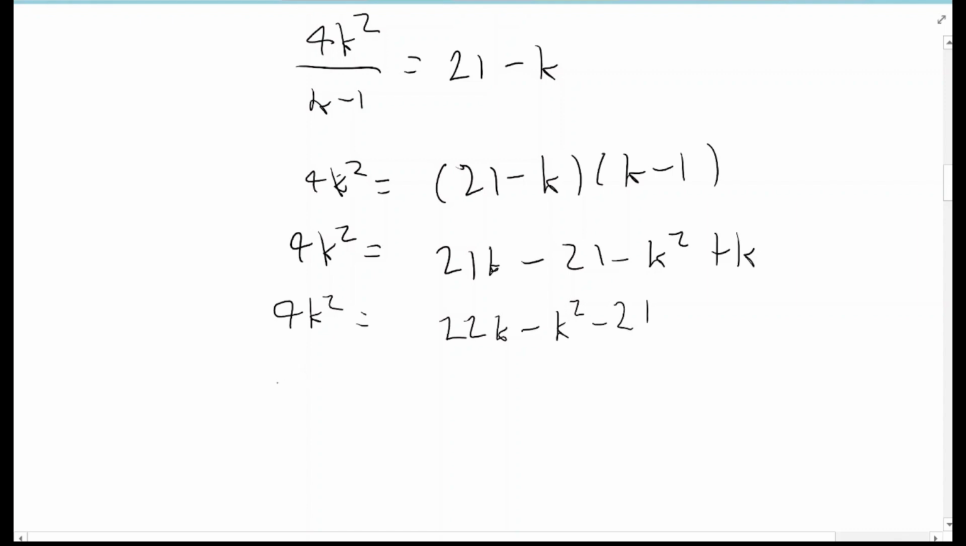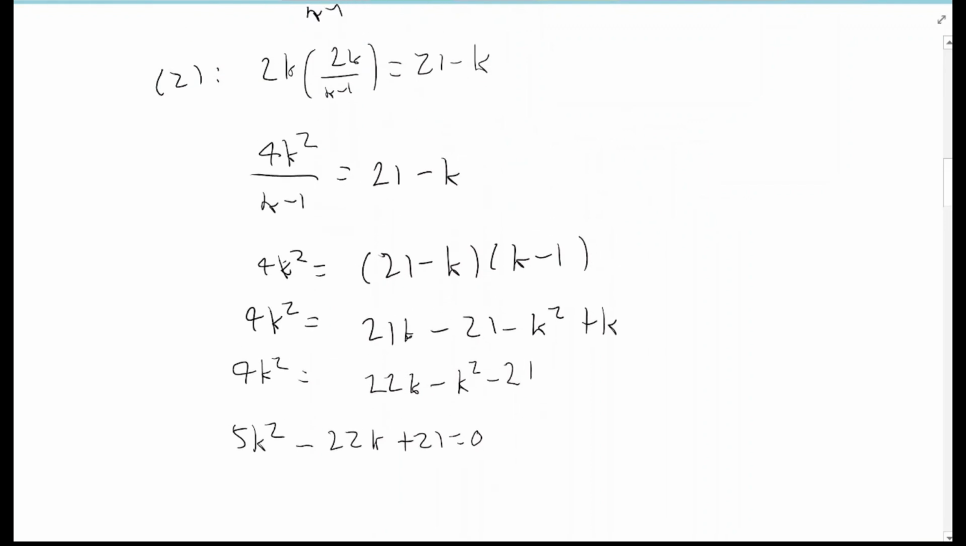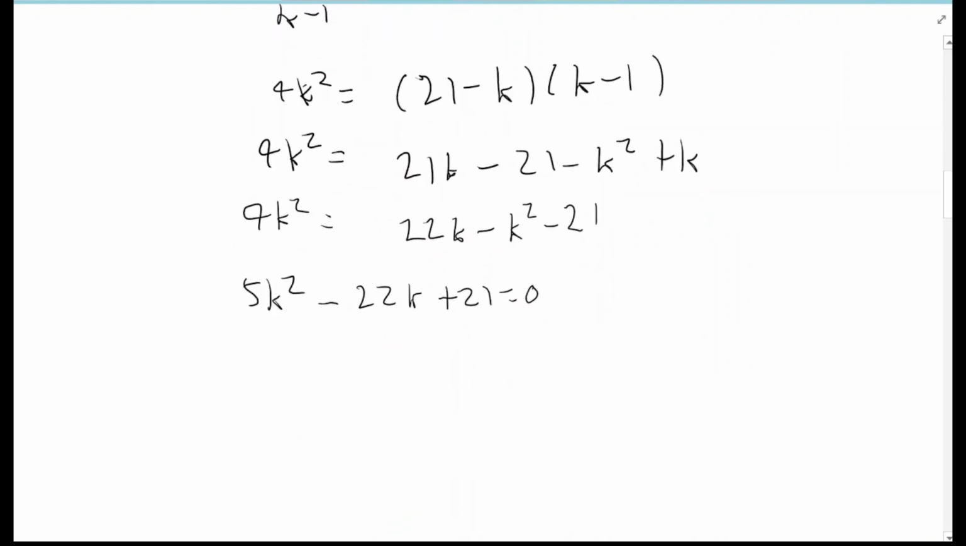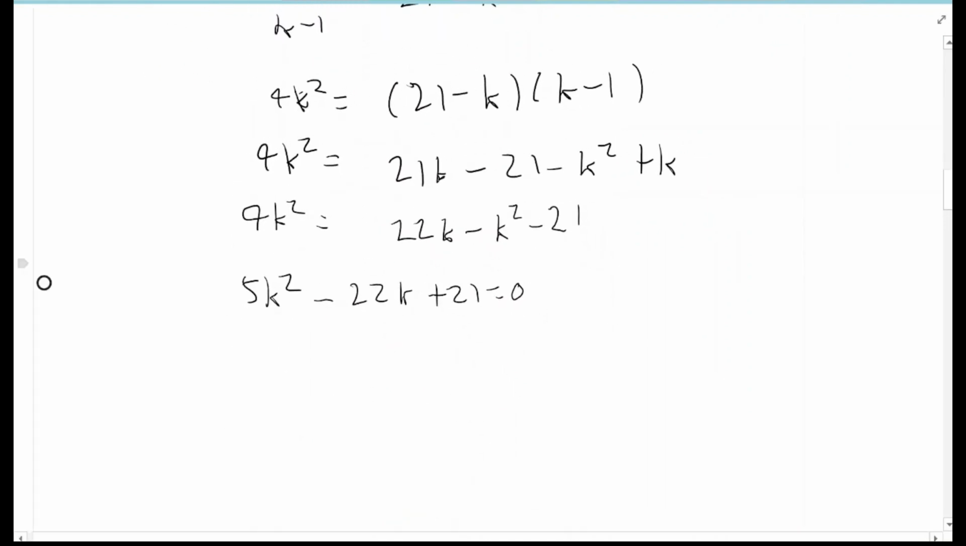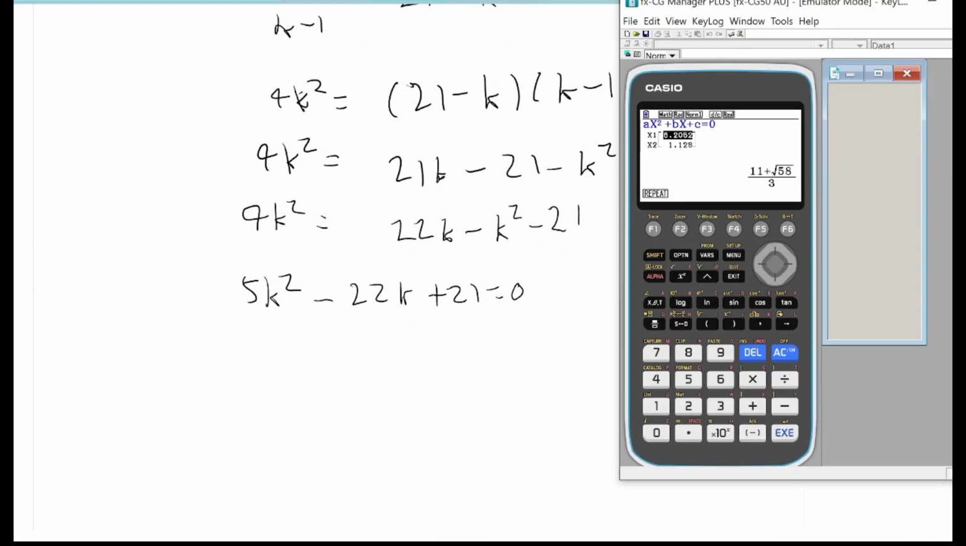Now we'll move everything to the left. So I'm going to get 5k squared take 22k plus 21 equals 0. Now that's a quadratic, believe it or not, and it's surprising that these show up, but they do a lot in these geometric sequences. So I told you quadratics were useful, they show up all the time.